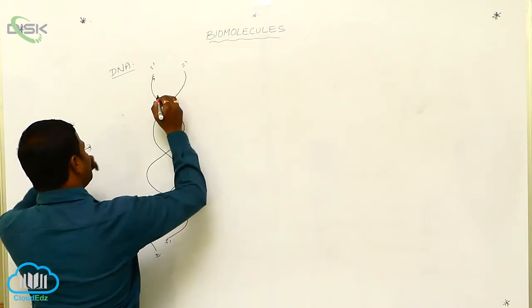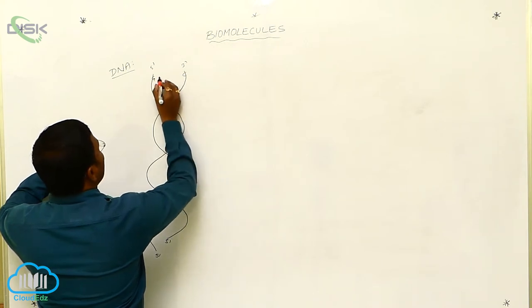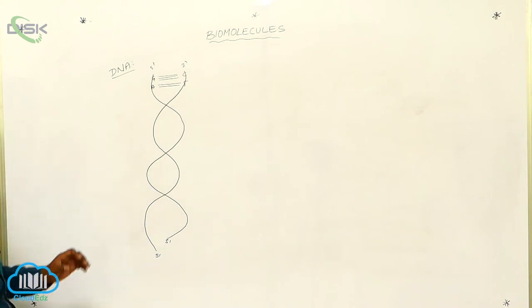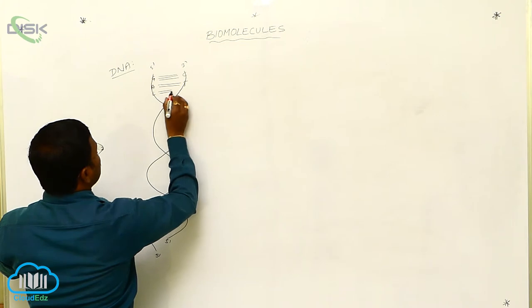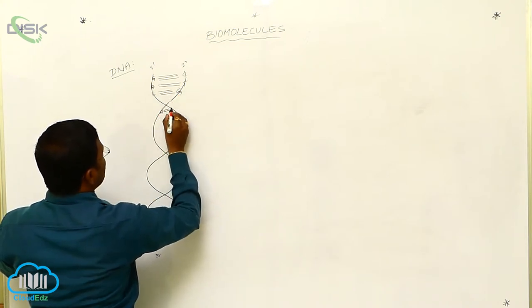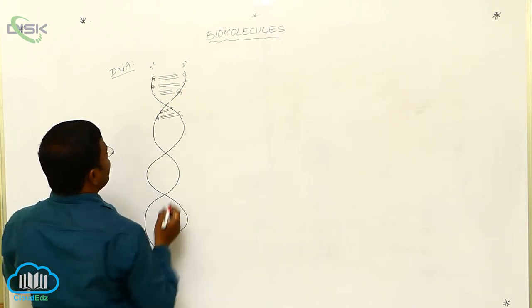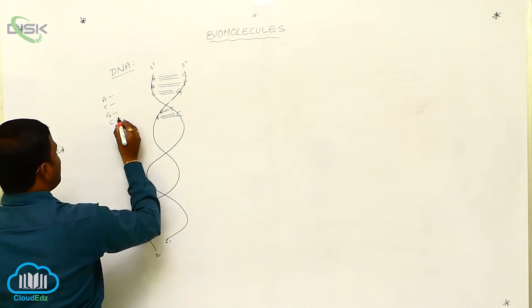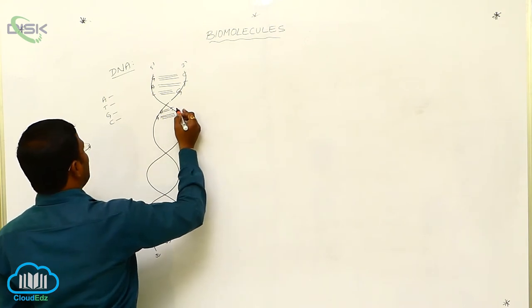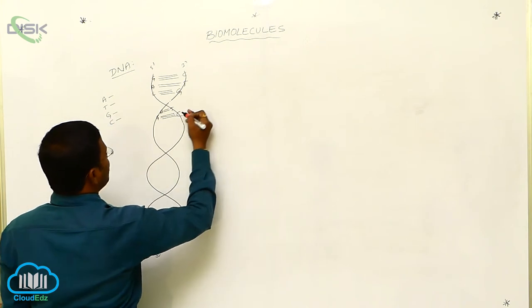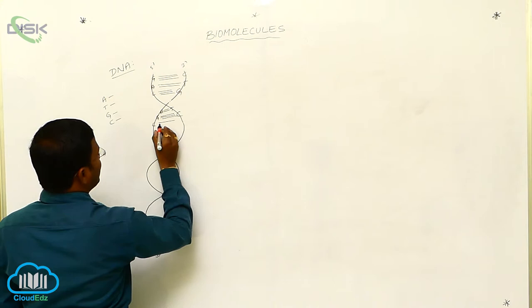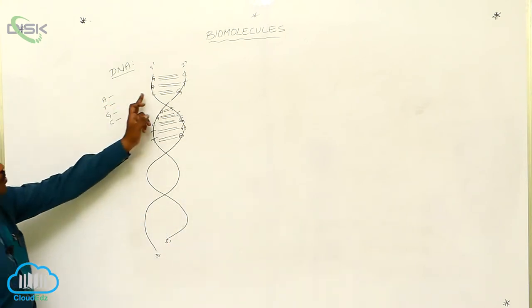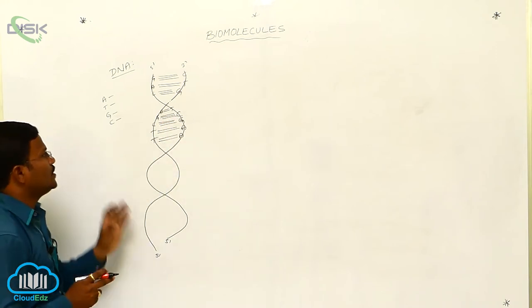Here, during the bond formation, among the nitrogen bases, guanine always binds with cytosine via hydrogen bonding, and adenine always binds with thymine with hydrogen bonds. Means during the formation, this C, G, similarly A, T, G, C. What do A, T, G, C mean? A means adenine, T means thymine, G means guanine, C means cytosine. Here adenine is connected with thymine via hydrogen bonding. Similarly, guanine is also connected with cytosine via hydrogen bonding. So it continuously takes place like this: G, T, A, T, A, etc. So the two strands are connected with each other via hydrogen bonding. So this is the structure of DNA.